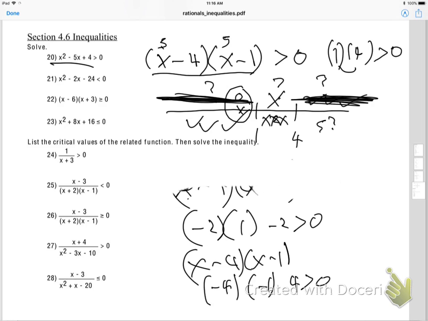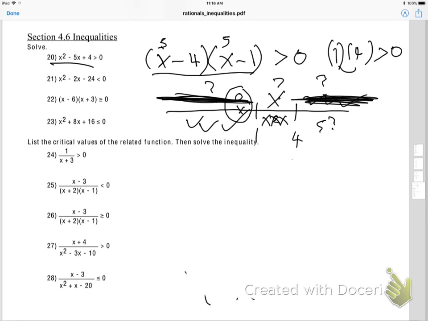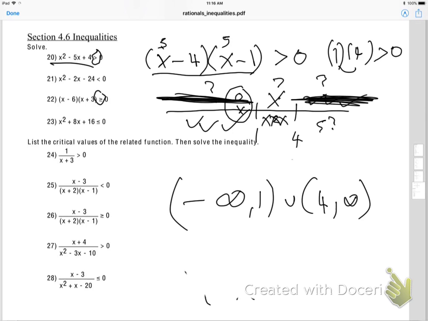So how do I write that? In interval notation, you write negative infinity to 1. Now, this doesn't have the equal sign, it doesn't have the equal sign, this one does. So I'm going to use a parenthesis, and then 4 to infinity. And that's it, pretty much so.